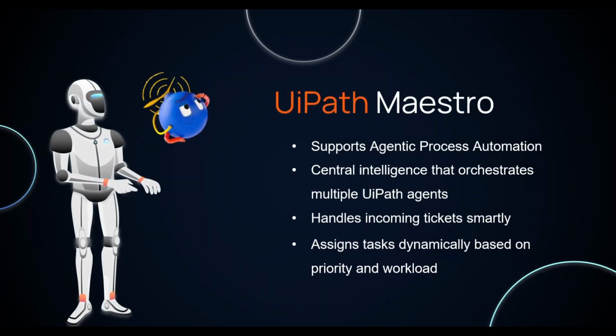We can use UiPath Maestro here. UiPath Maestro is a UiPath tool which acts as a brain, or we can say a central canvas. It supports Agentic Process Automation, and it can handle all UiPath agents and workflows very easily. In our use case, we are going to use it to handle all incoming mails, draft a response for the mails and tickets, and send the response back to the particular customer.